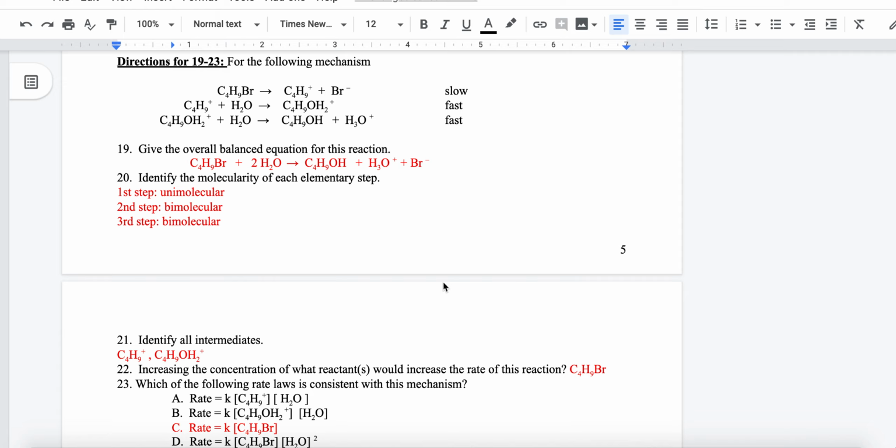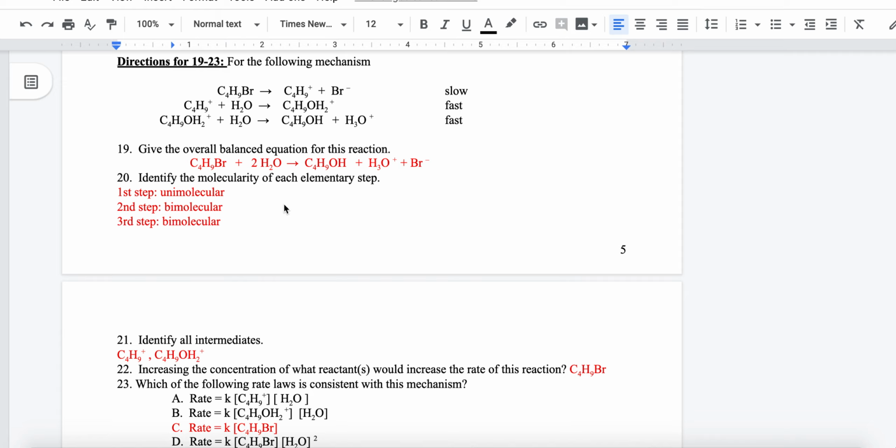21 has us identifying the catalysts and intermediates. 22, evaluating whether changing the concentration of a reactant would impact the overall rate. So we can see that the 2 reactants are the C4H9Br and the water. However, when we look at our mechanism, the water is in the fast step, so that would not impact the overall rate. Only changing the concentration of a reactant in the slow step will change the rate.